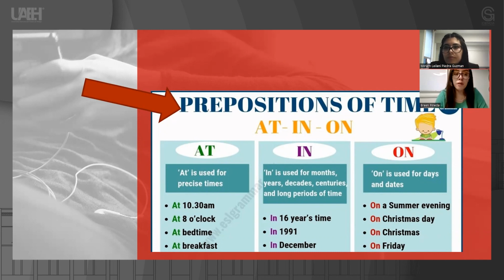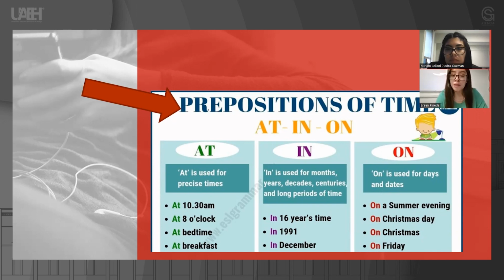For example, we're going to use at to talk about precise times and moments of the day. For example, at 10:30 a.m., at 8 o'clock. These are precise times. These are hours. At bedtime, at breakfast, these are moments of the day.